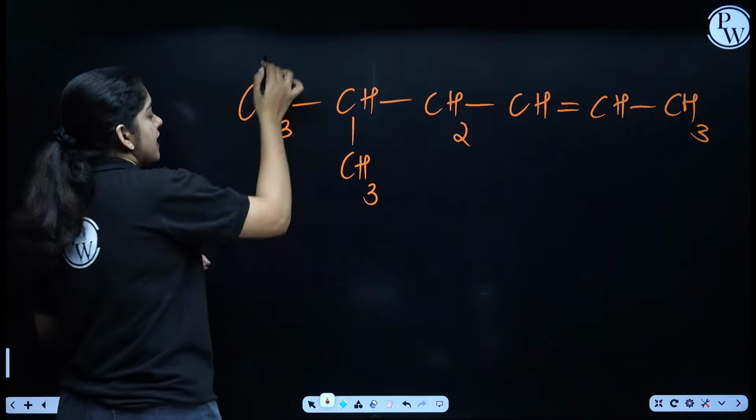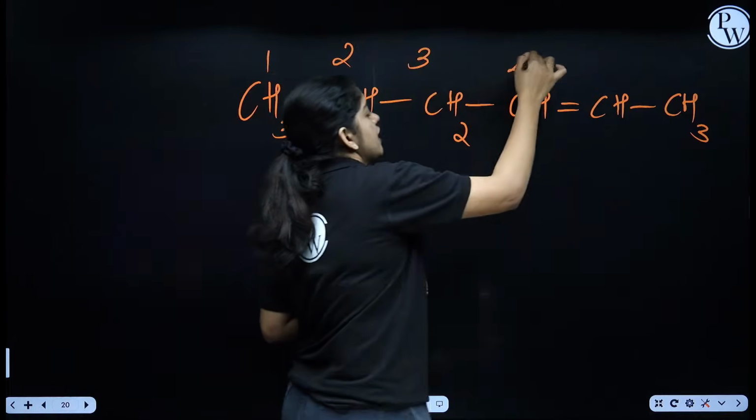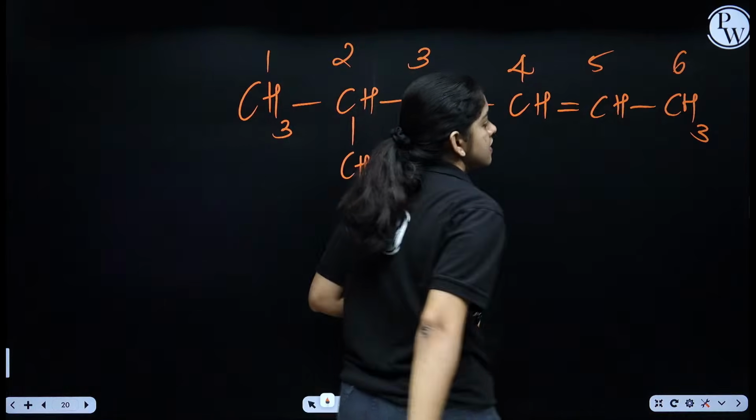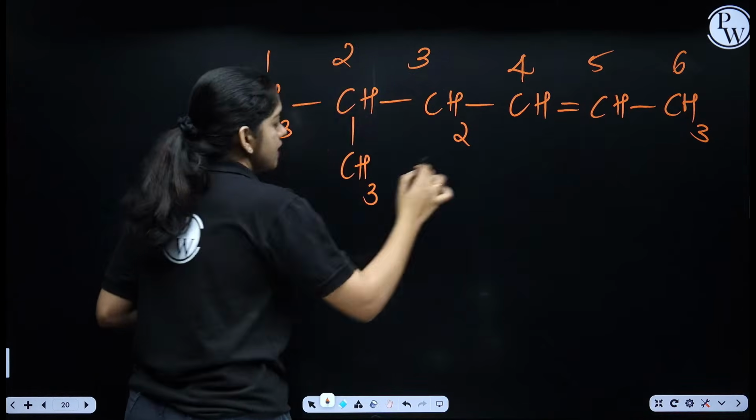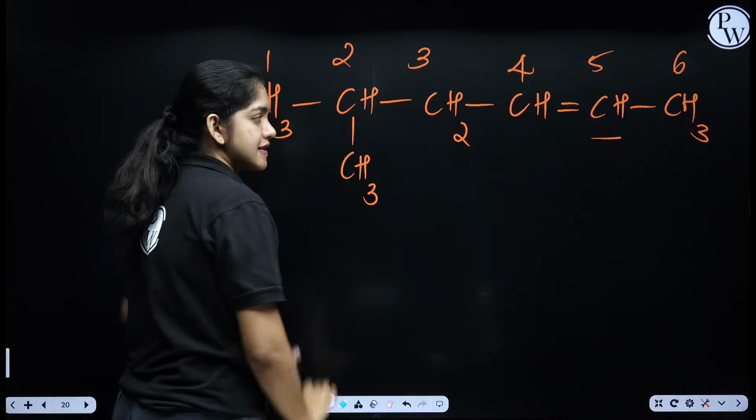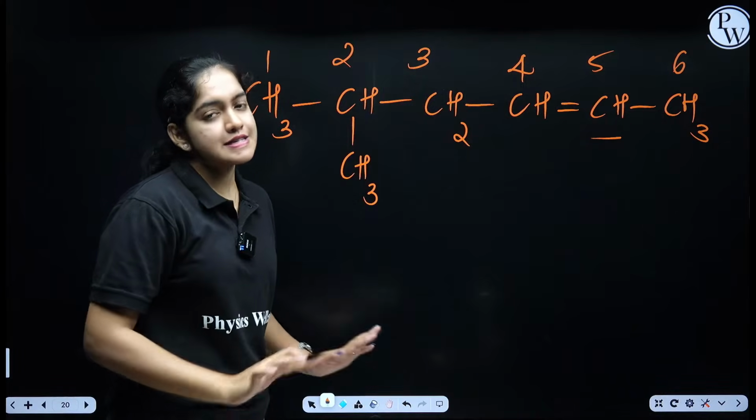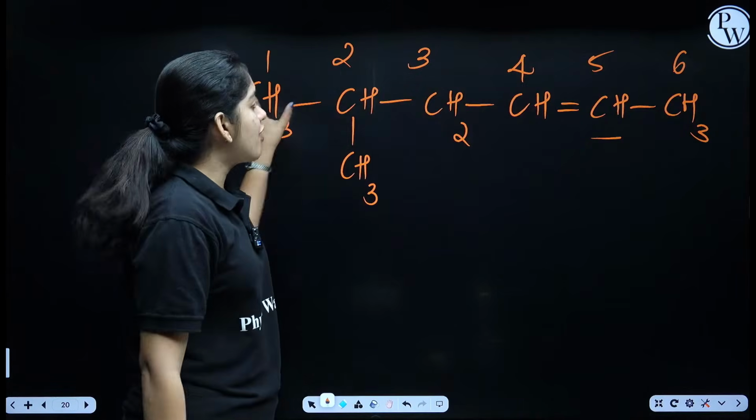Numbering 1, 2, 3, 4, 5, 6. Opposite also, this way it will be 3. This way also it will be 6. So, anyway it will be what? 6. 6 will be the longest chain. So, we have marked the 6.